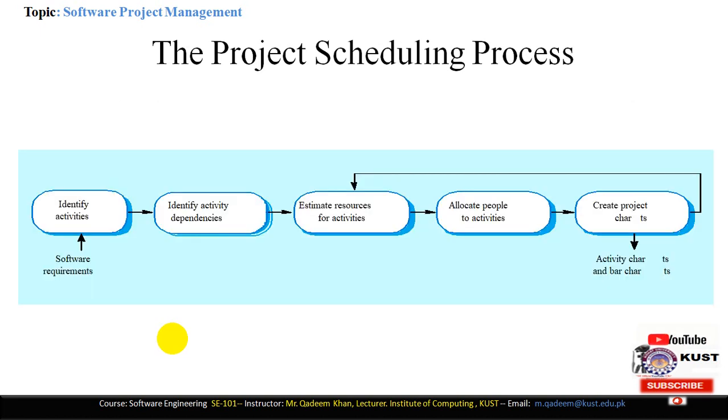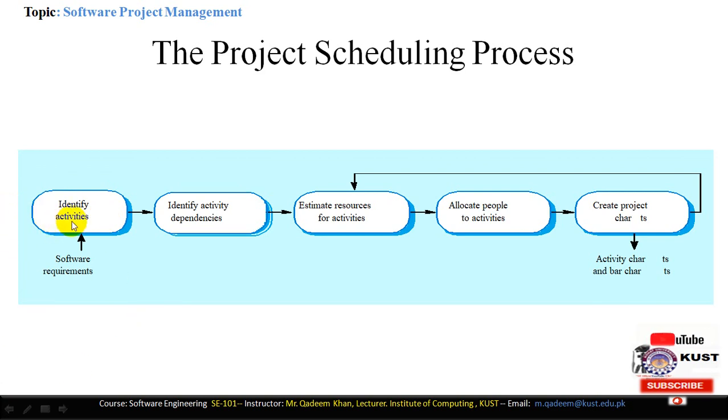This is the project scheduling process. First of all, we will identify the activities. Here, different activities are identified. For example, the waterfall model provides a best example of the activities in which there are 5 different activities: requirement analysis, design, implementation and unit testing, integration and system testing, and the operation and maintenance. So all these 5 activities are identified here.